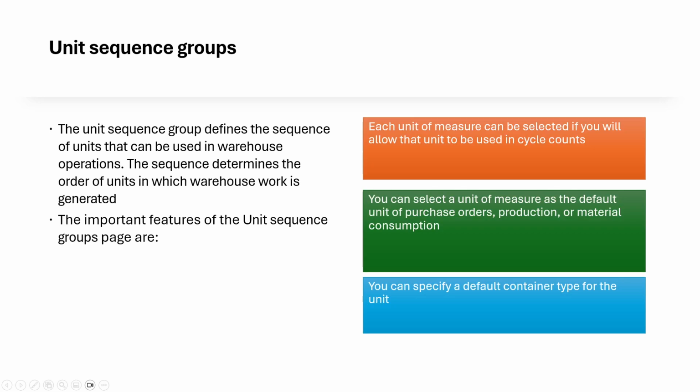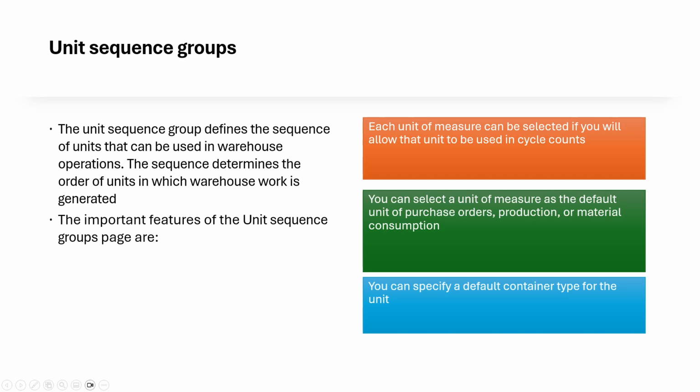Unit sequence group. If we are going to use warehouse management, there is a mandatory field in the release product screen called unit sequence group. Unit sequence group determines the order of units in which warehouse work is generated.